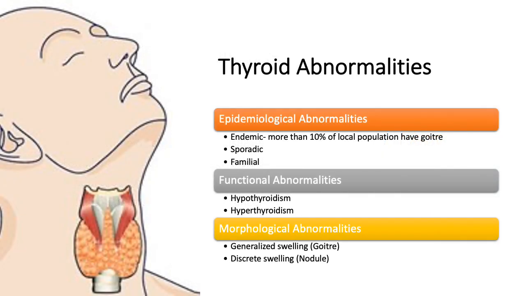So under the thyroid abnormalities, we have discussed the epidemiological abnormalities of the thyroid gland. In our next lecture series, we will discuss functional abnormalities of the thyroid gland.